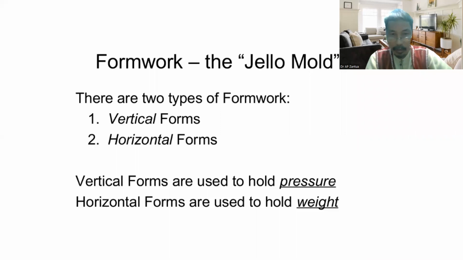Formwork, the Jello mold. There are two types of formwork: vertical forms and horizontal forms. Vertical forms are used to hold pressure. Horizontal forms are used to hold weight. In our local language, we call it forma. Lagyan mo na ng forma, pare. Preparasyonan mo na ng forma at bubuhusan na natin ng concrete. Buhusan natin ng semento. Pare-parehong mali, ano? Hindi naman semento yun, concrete yun, no? Then forma, in English, we call that form. So vertical form holds pressure and horizontal form holds weight.